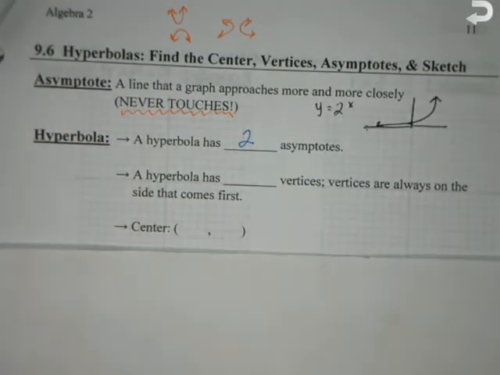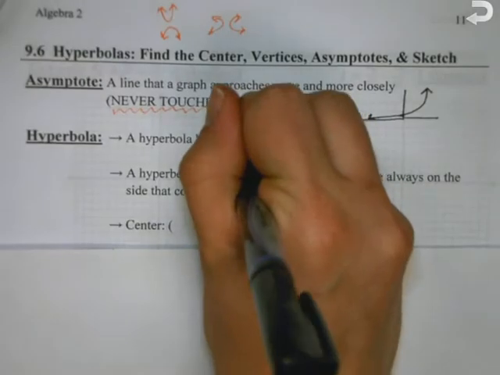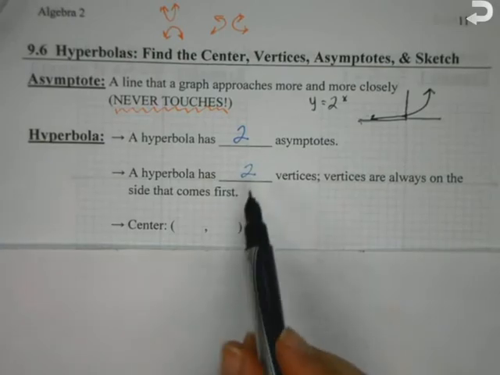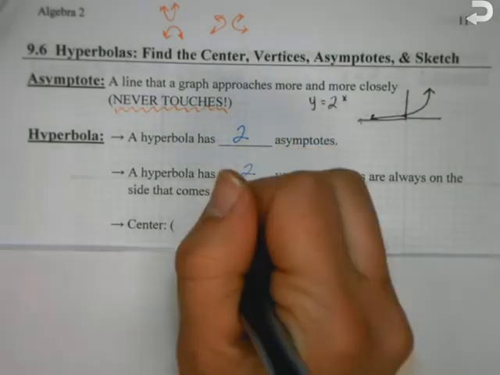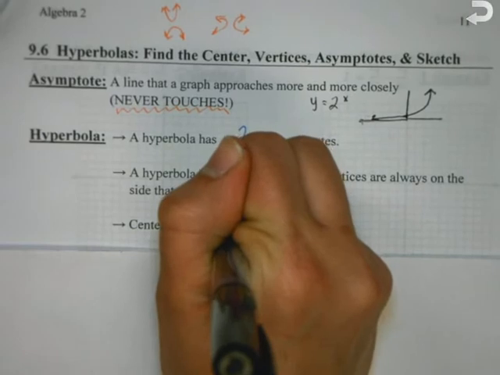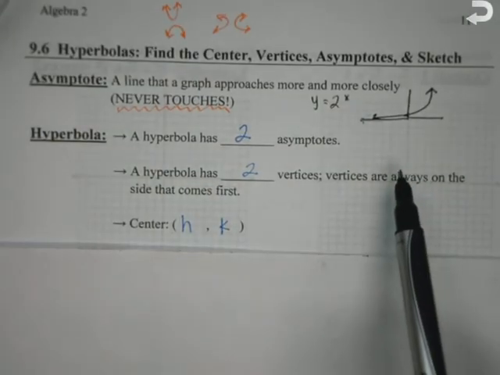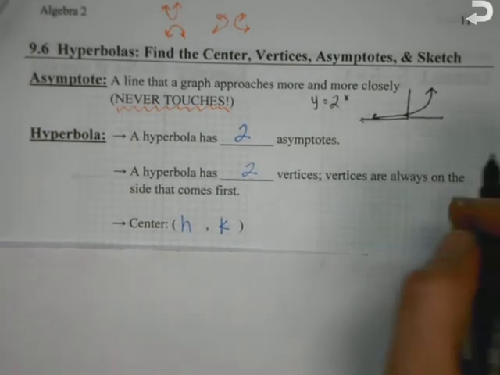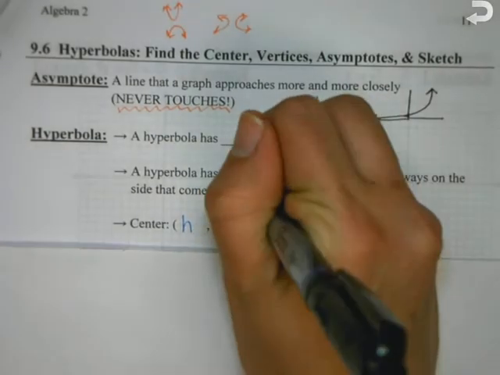A hyperbola also has how many vertices, do you think? Two of them. If a hyperbola is made up of two parabolas, each one of those has a vertex, so there's two vertices. And then the center, as always, is h, comma, k. Okay, and the vertices, unlike an ellipse, where the vertices is the bigger of the two numbers, for a hyperbola, it's going to be whichever side comes first. And I'll show you what I mean in a second. Or, we could say, whichever one is positive, x or y.